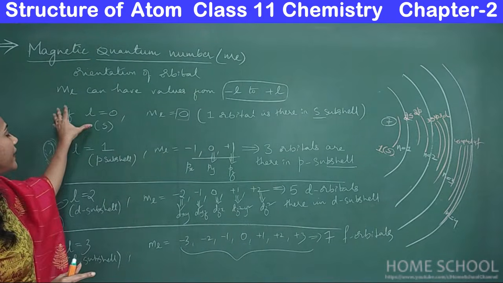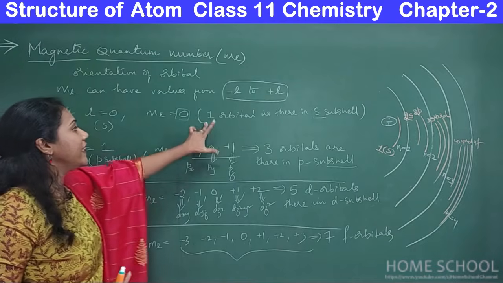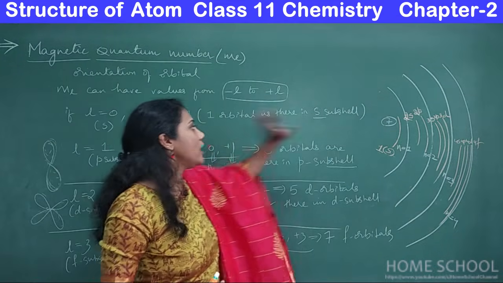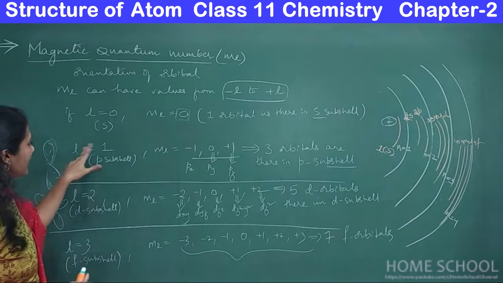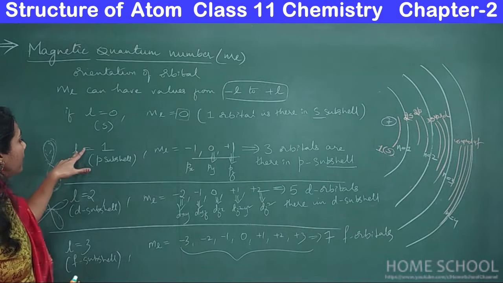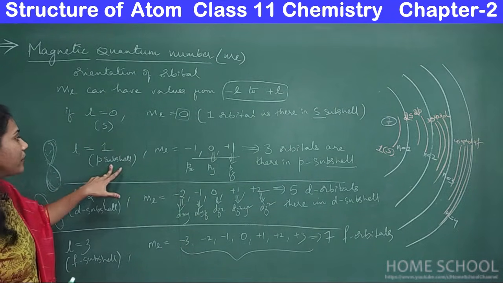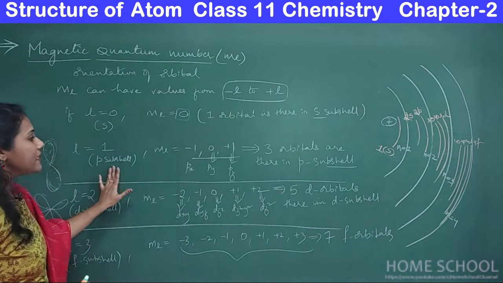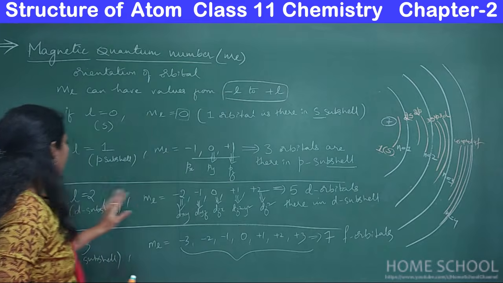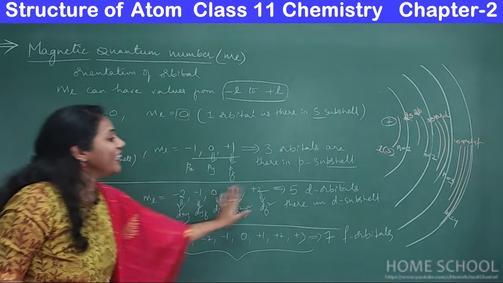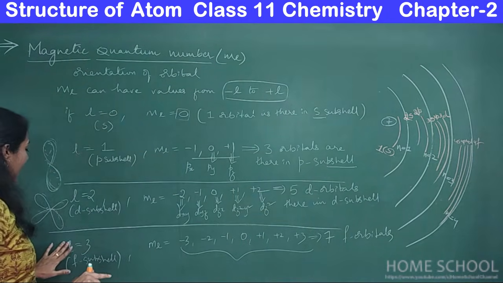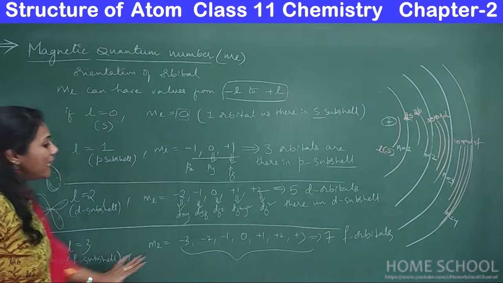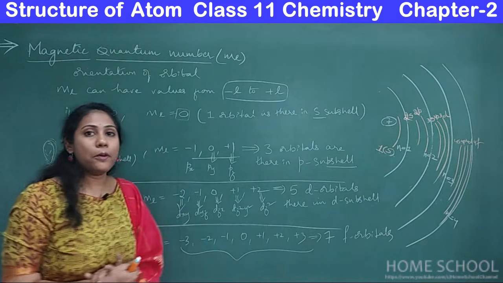Okay, so in the S subshell you have only one orbital. We will call it the S orbital only. If the subshell is P, L value is 1, then how many orbitals can be present in the P subshell? 3 are possible. In the D subshell, 5 orbitals are possible. And in the F subshell, 7 orbitals are possible.